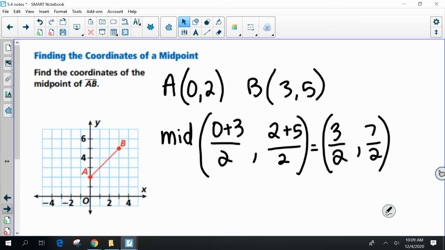Okay? Yes, question? For B, I got 3 comma. Me too. Yep, I sure did, right here. And then I wrote down 2, didn't I? No, 0 plus 3, and then 2 plus 5. So you have to do x plus x, y plus y.